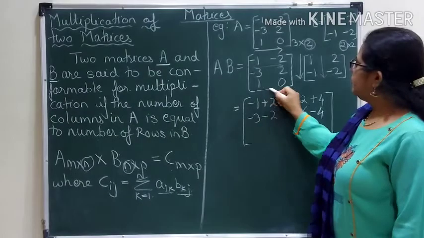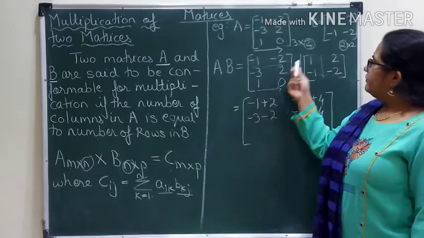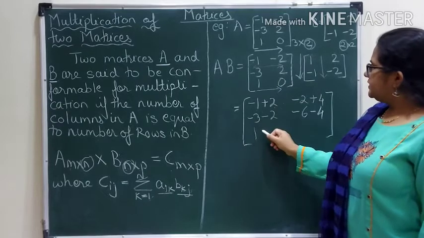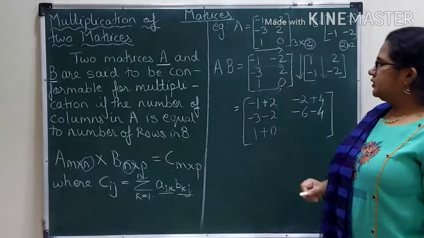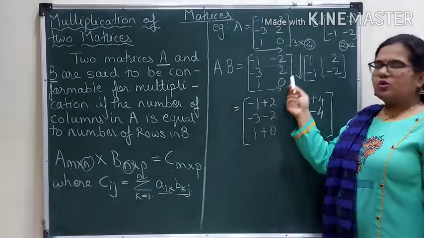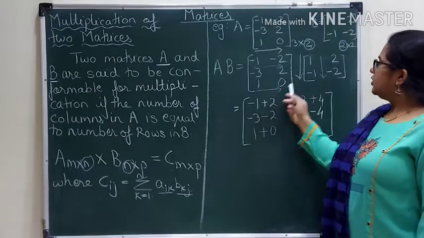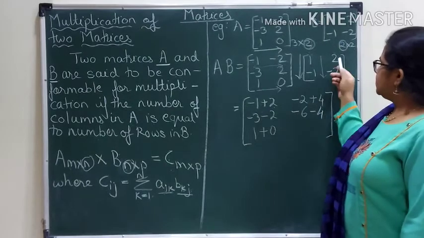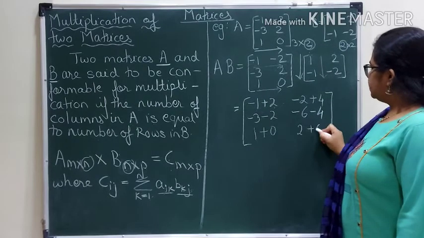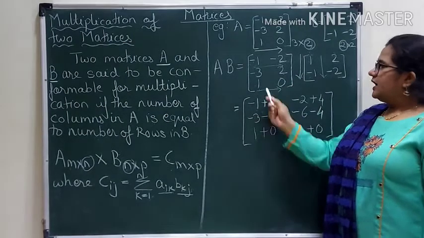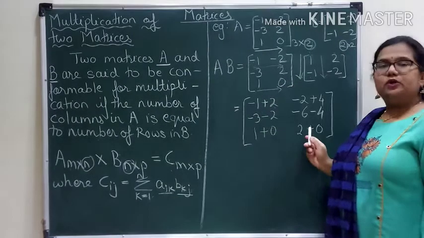Now we will move to the third row. Third row, first column: 1 into 1 is 1, and 0 into this is 0, so plus 0. So the third row with first column gives me the A31 element. The third row with second column: 1 into 2 is 2, plus 0. So third row with first column is over, that is A31, and third row with second column is the A32 element.